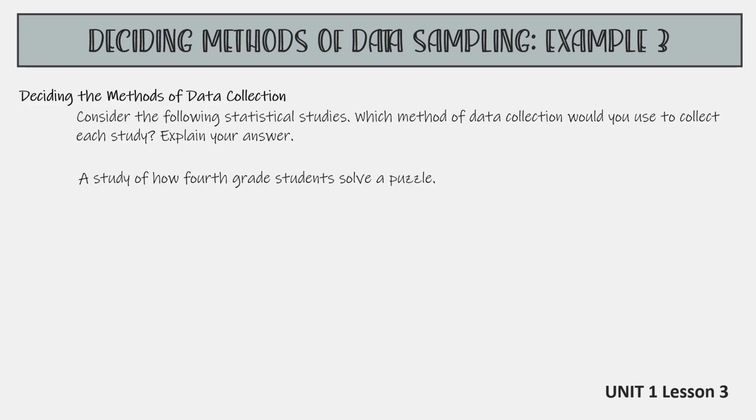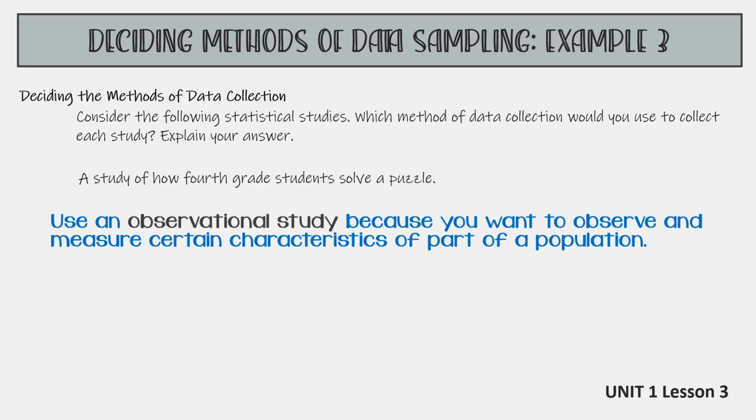Number 3, different situation. A study of how 4th grade students solve a puzzle. That would be observational. Use an observational study because you want to observe and measure certain characteristics of part of a population.